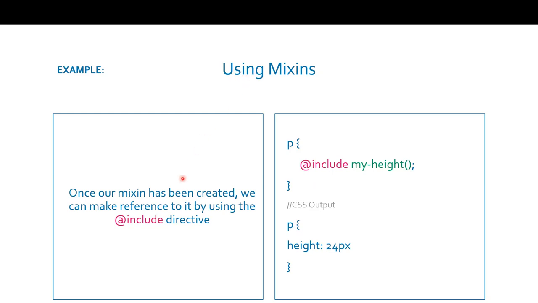Then we talk about using a mixin. Once we've created our mixin, to use it, we basically use the include directive to use our mixin in a particular location. We use the include directive and the name of the mixin. For example, this mixin we've created here, I want to use it here. All I need to do is use this include directive and the name of the mixin. If the mixin is in another file, I have to import that file into the particular file I want to use it in. That's basically what you need to understand. If I compile this Sass, this is basically the CSS output.